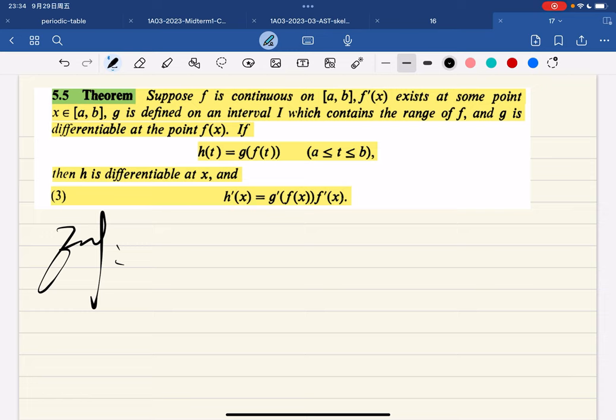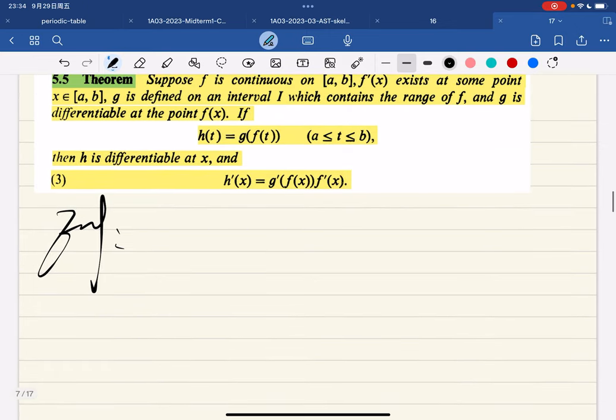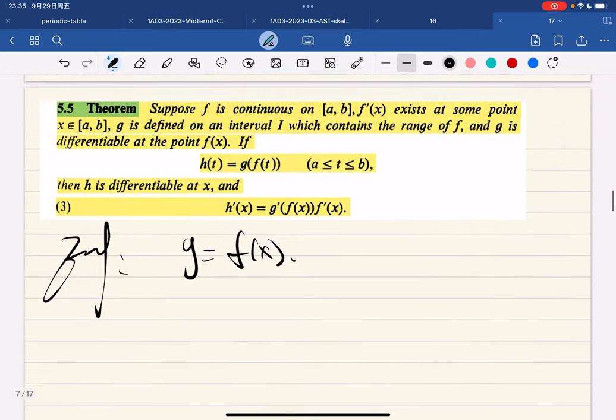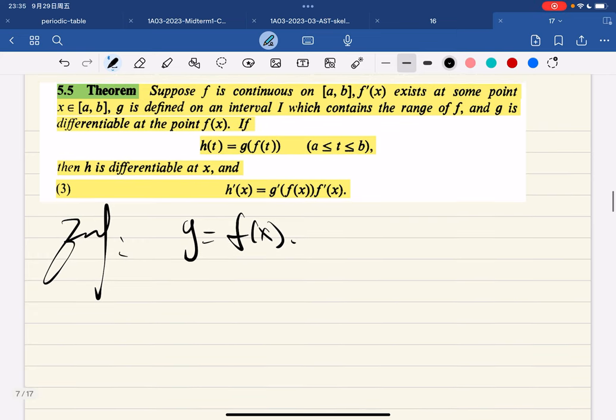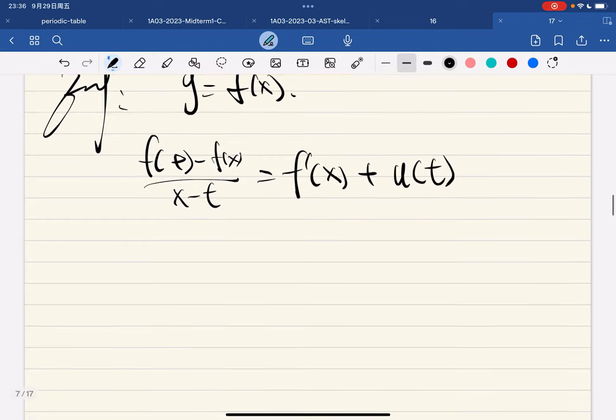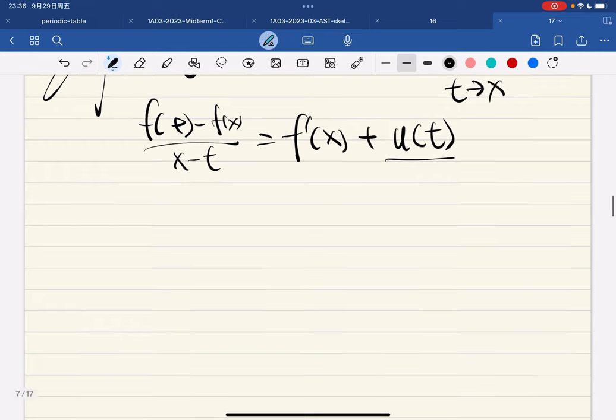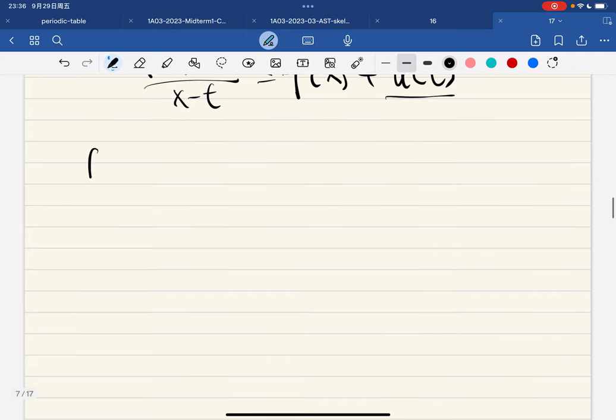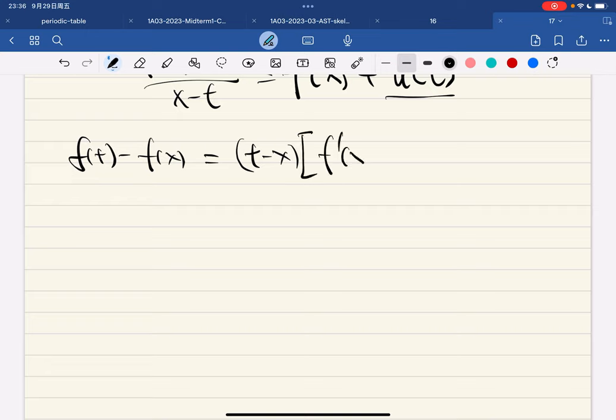Usually in class, your teachers tell you how to apply it, but now I'm going to prove it for you guys. So we let y equal f(x), and we know that f and g are differentiable, which means the derivative exists, which means that the quotient [f(t) minus f(x)] over (t minus x) is equal to the derivative f'(x) plus some error, and this error vanishes as t approaches x. So we have f(t) minus f(x) equals (t minus x) times that, by elementary algebra. You just multiply over to that side.